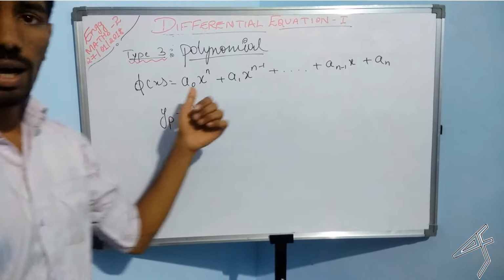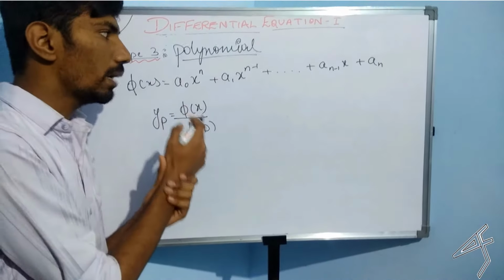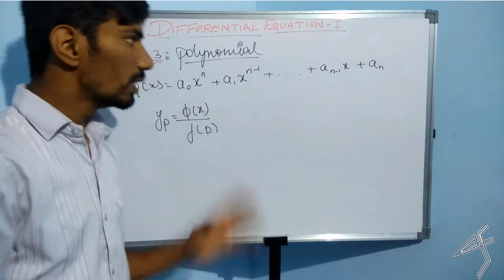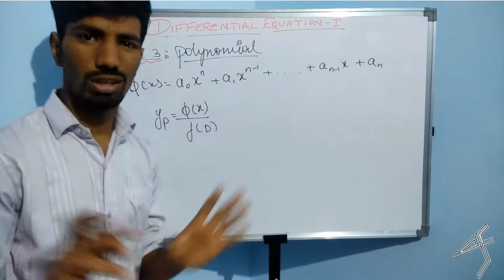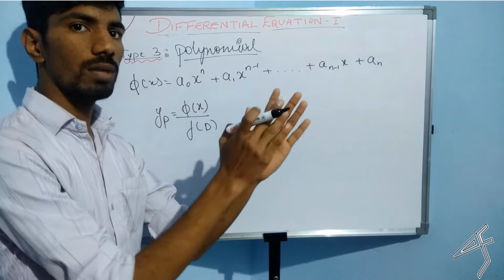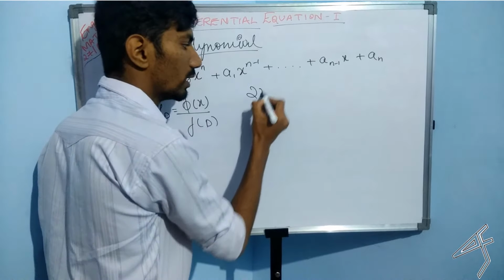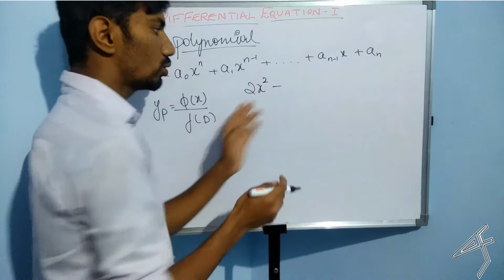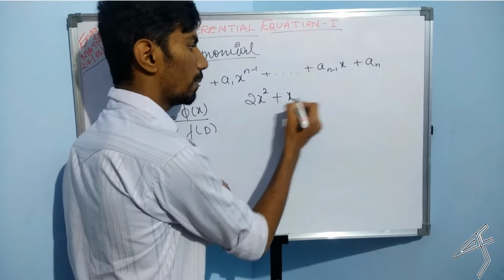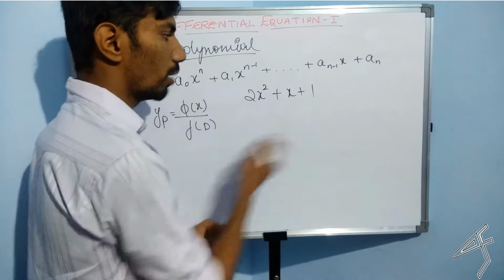Along with that, our polynomial here, the function phi of x, is given as a0 x^n plus a1 x^(n-1) plus so on till a constant. This general solution is not that complicated. If you have a higher degree, our polynomial decreases to its lower degree till a constant. For example, we have 2x square. This 2x square decreases to x and a constant, like 2x square plus x plus 1. It will be decreasing. So this is a polynomial.